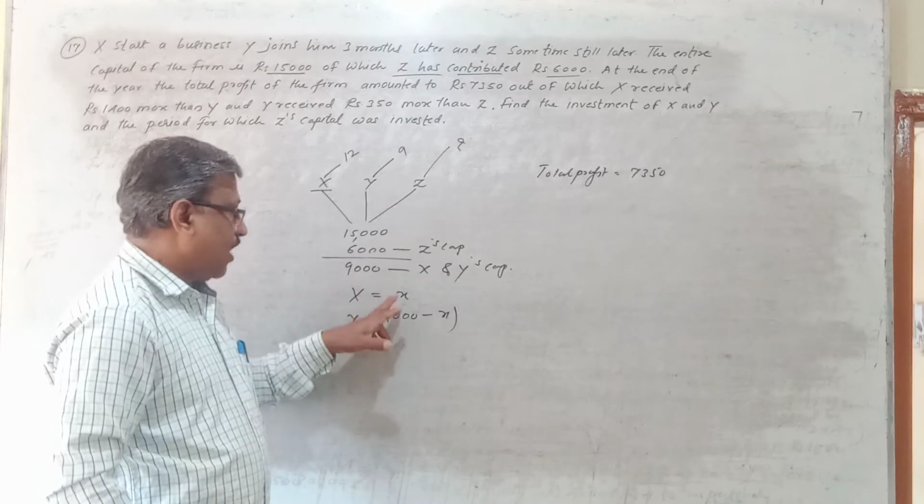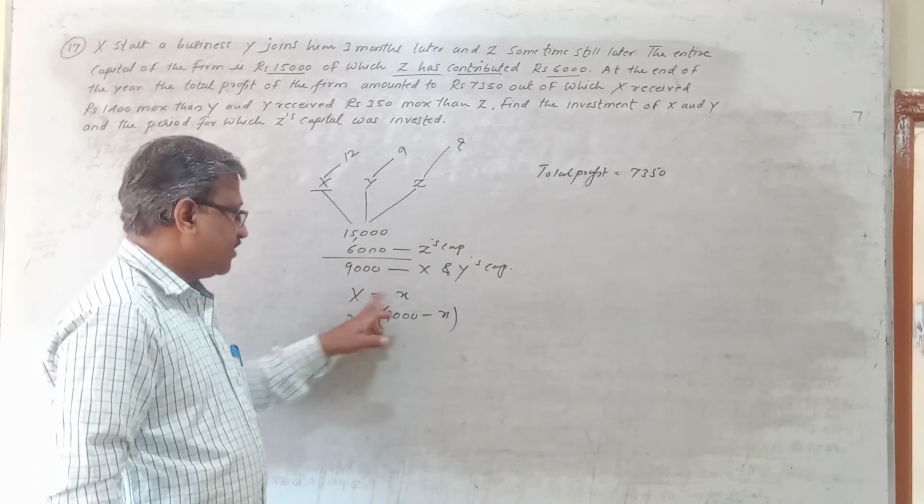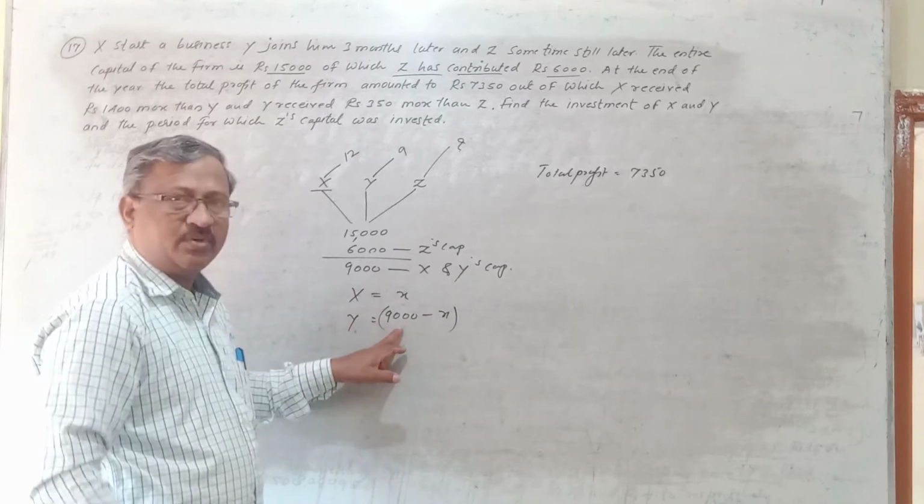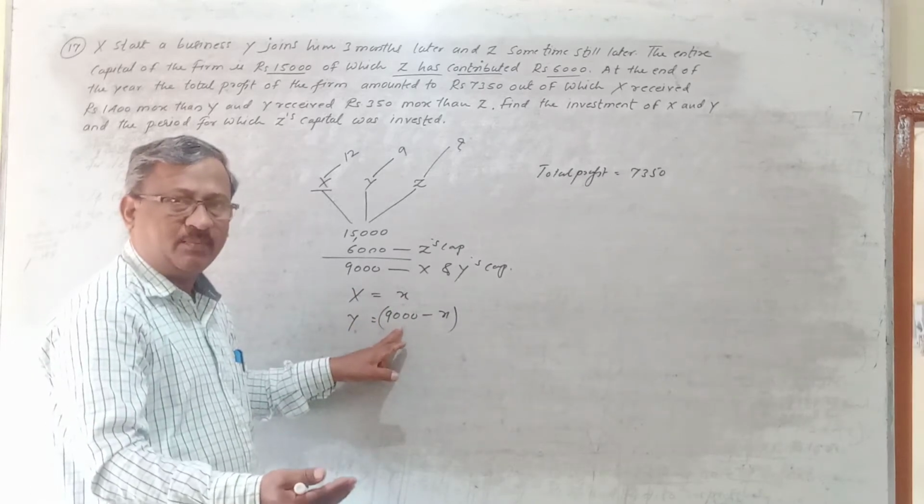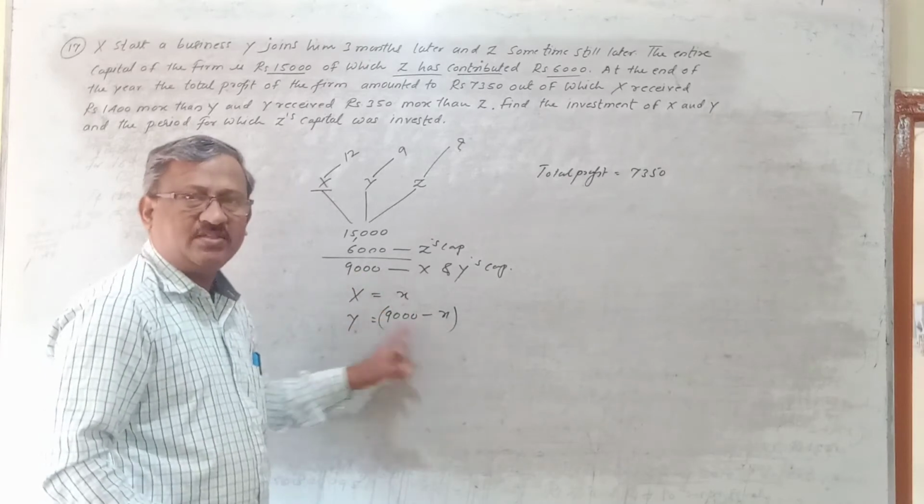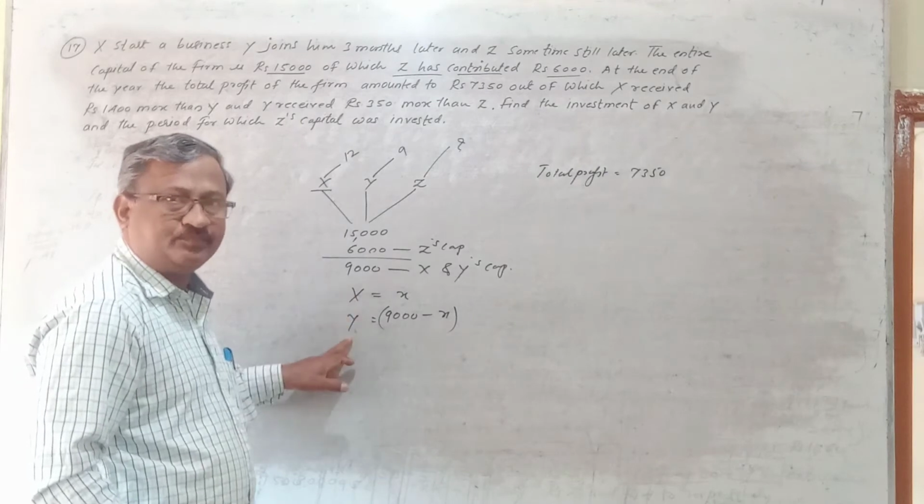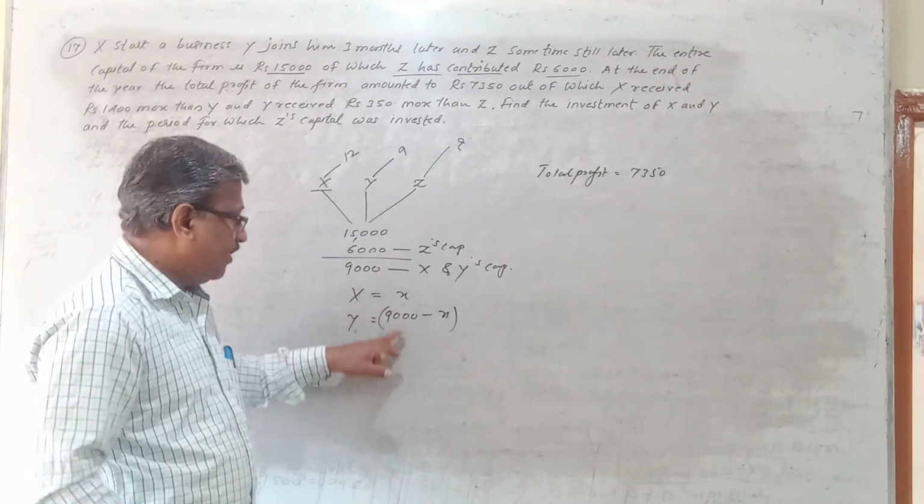Out of 9,000, I am assuming X's capital as x. So if X's capital is x, then Y's capital will be how much? The remaining balance. How to calculate that balance? From the capital of X and Y, you minus the capital of X, the remaining is the capital of whom? It is Y. So directly like this you will get the capital of X and Y. Clear? So X and Y's capital is known.